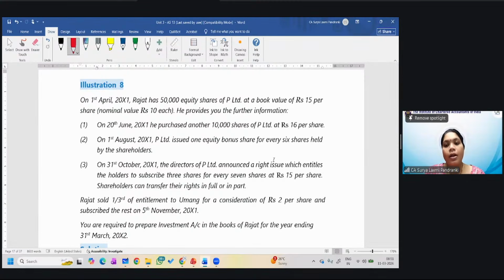I did the ninth one because that covers all of them. It covers dividend and sale also. I covered that question so that you can do this one. So will you try this?